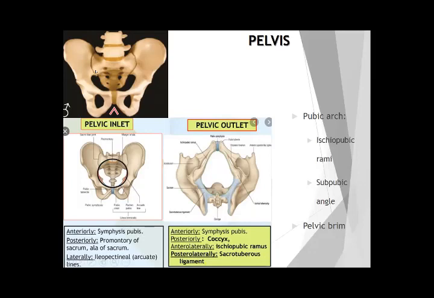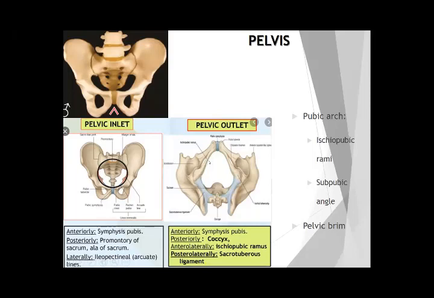Ala of the sacrum. And laterally, this is the pectin pubis, then the pectineal line, and then the arcuate line. So in one continuous go, you have the pubic surfaces, pectin pubis, pectineal line, the arcuate line, ala of the sacrum, and then comes the sacral promontory. All this makes up the pelvic inlet.